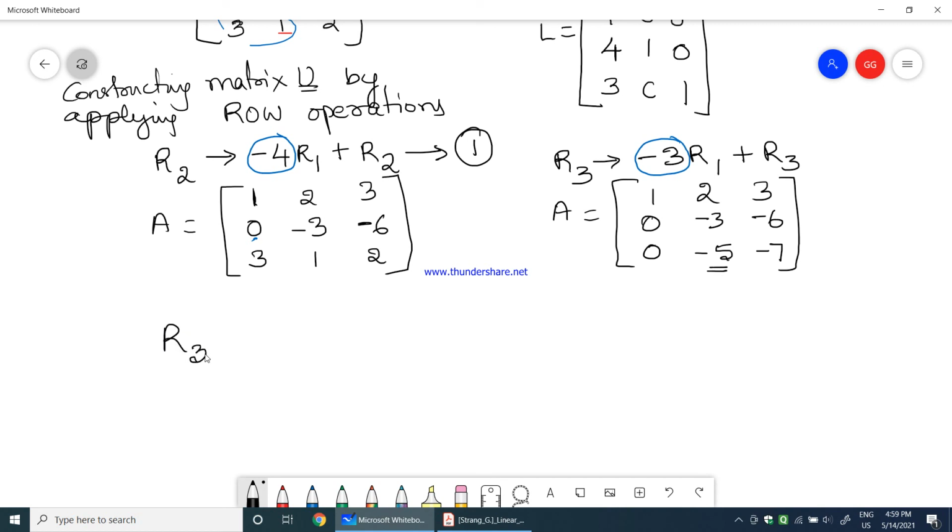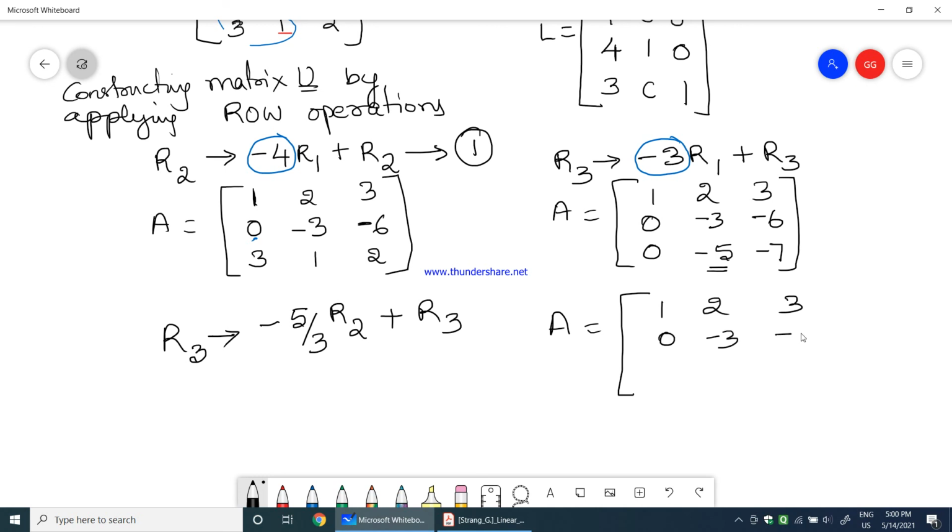Therefore, I will say R3 would be equal to -5/3 times R2, because this 3 should cancel with this 3, added with R3. So I will take -5/3 times R2 and I will add that with R3. Okay. So therefore, what will I get? The matrix A equals 1, 2, 3, 0, -3, -6.